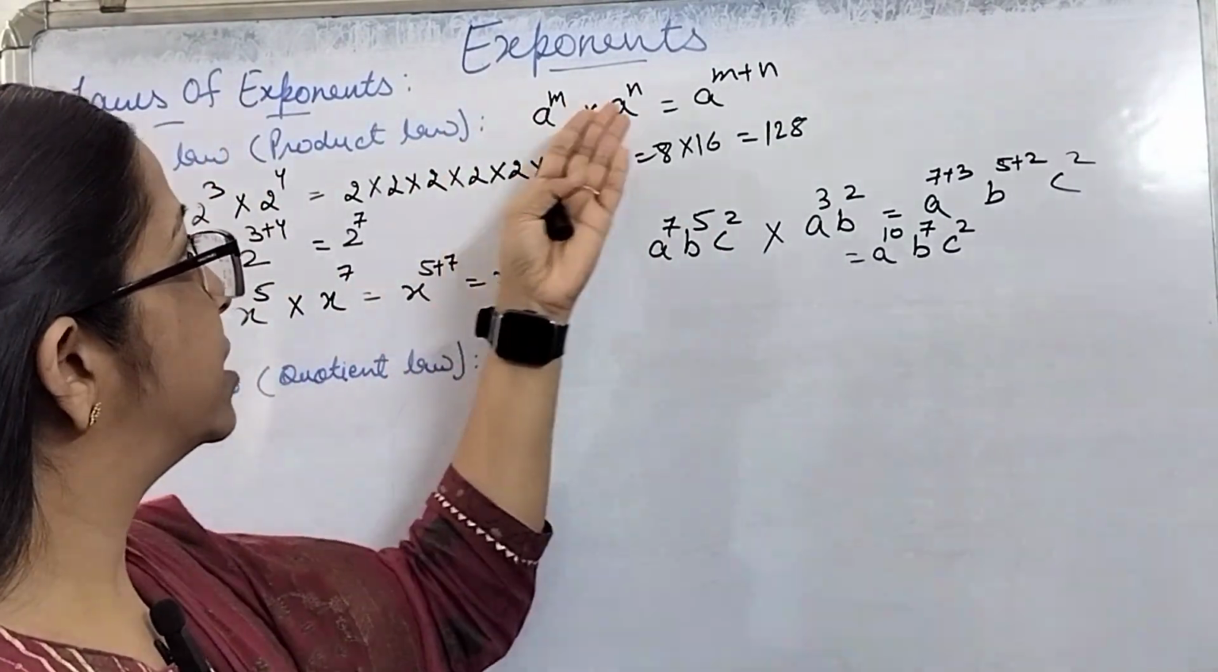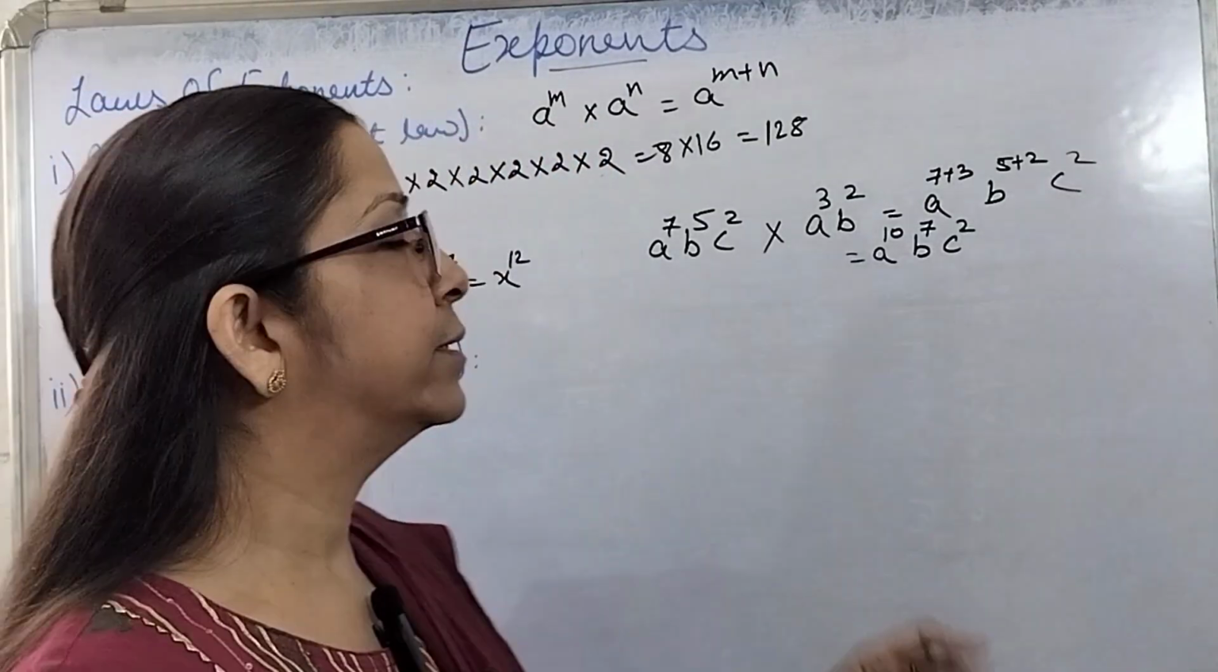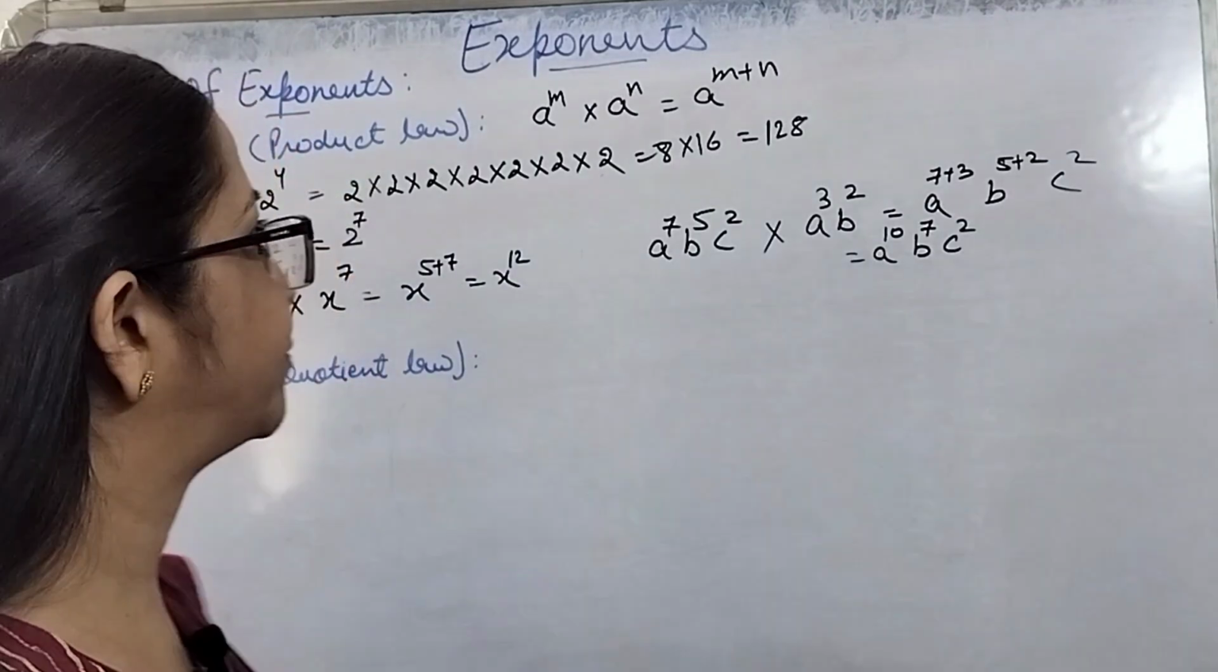So if two numbers are in exponential form with the same base and we have to multiply them, we simply keep the same base and add the powers.